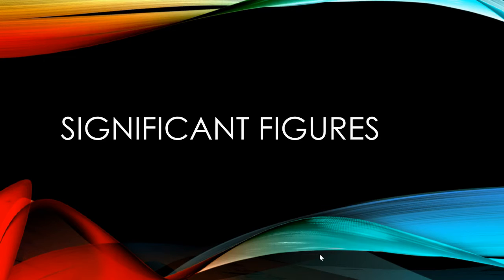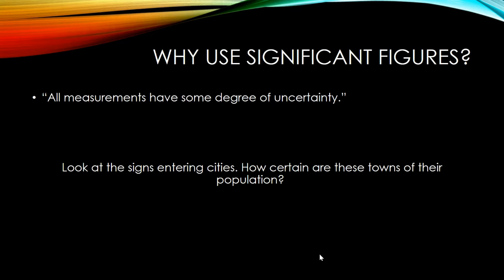Significant figures. So why use significant figures? The idea is that all measurements have some degree of uncertainty, meaning there's some estimation involved in it. For example, let's look at the signs entering different cities. How certain are these towns of their population? Let's look at some different examples here.